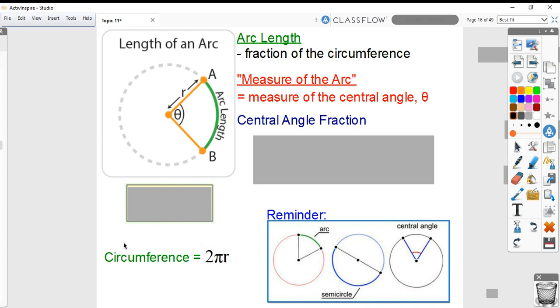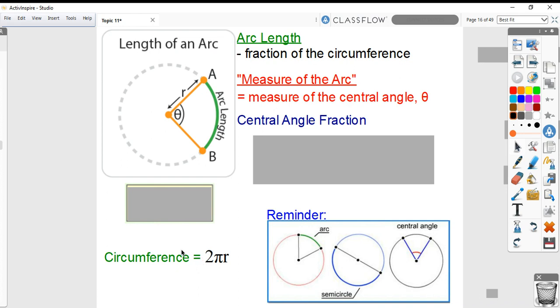And you've got to remember that the circumference represents the distance all the way around an entire circle. So an arc length is really just a piece of that, a fraction of the circumference. An arc length is just part of 2 pi r. And so this 2 pi r is going to end up being part of our formula when we figure out the length of an arc.